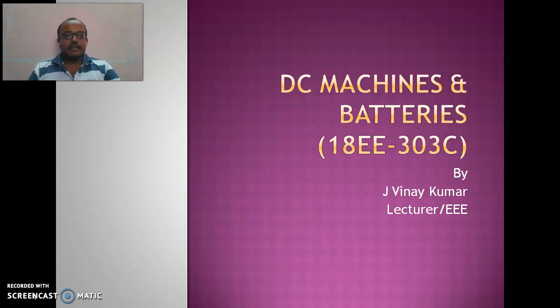And what is DC? DC means direct current. Generally there will be two types of currents. One is AC, nothing but alternating current, and the other one is DC, meaning direct current. The machines which deal with this direct current are called DC machines. Either it may be DC generators or DC motors. Now, the first unit in this one is fundamentals of DC generators.